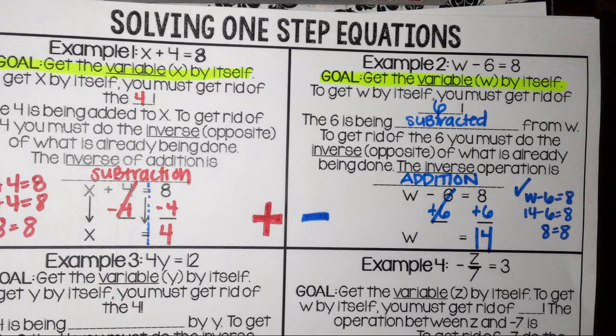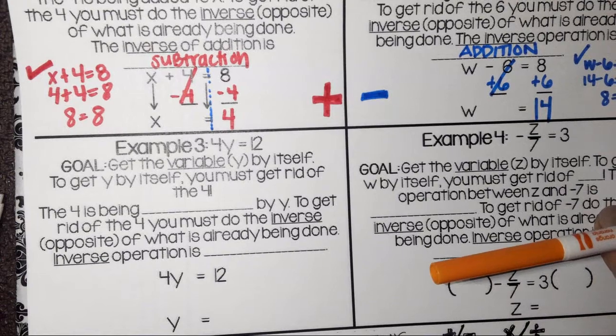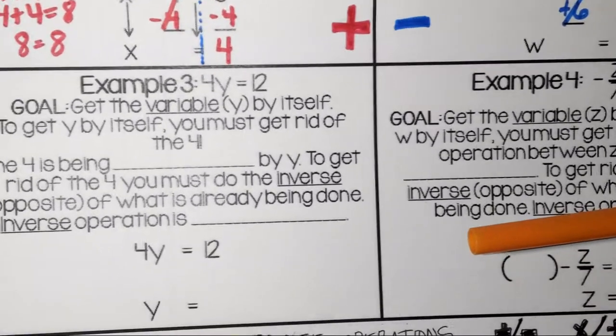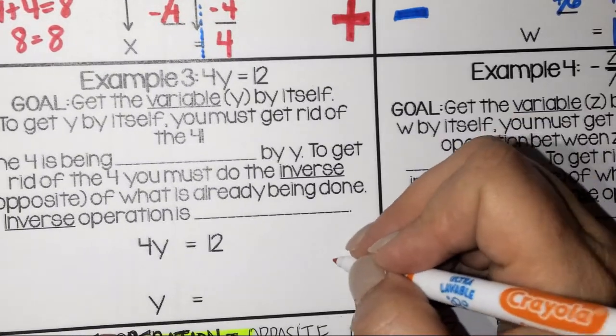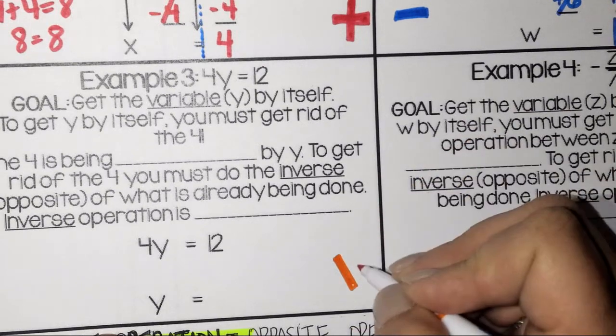Okay, let's try a couple. We're going to go through multiplication and division, and then we're going to do some together, and I think you'll see once we do some more how it works, okay? All right, so this is now multiplication, okay?